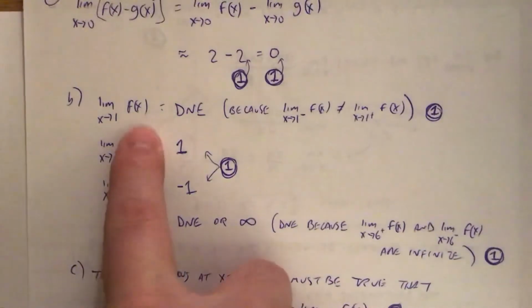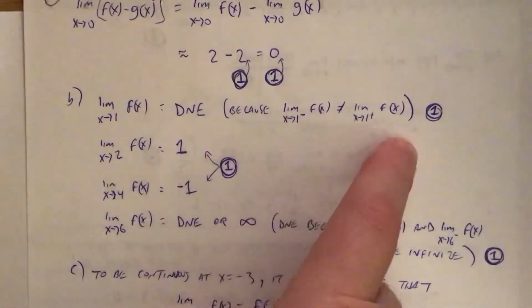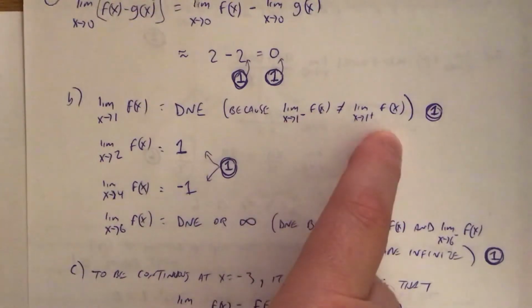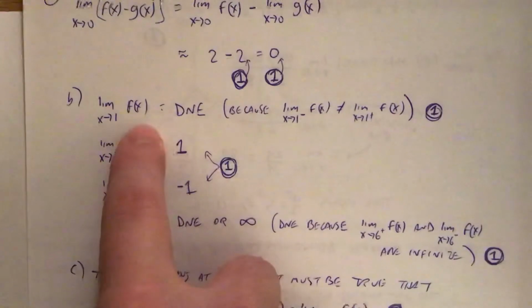So to explain 1, you can pretty much just say because the left side and the right side don't match, since the limit from one side and the limit from the other side don't equal each other, you can't have a general limit.